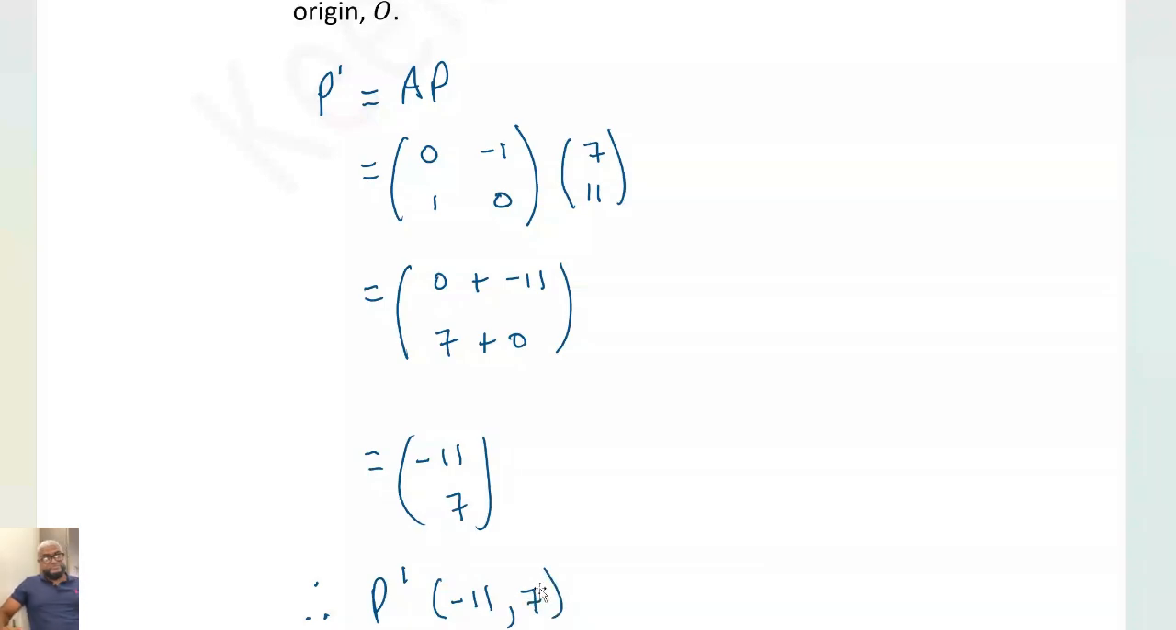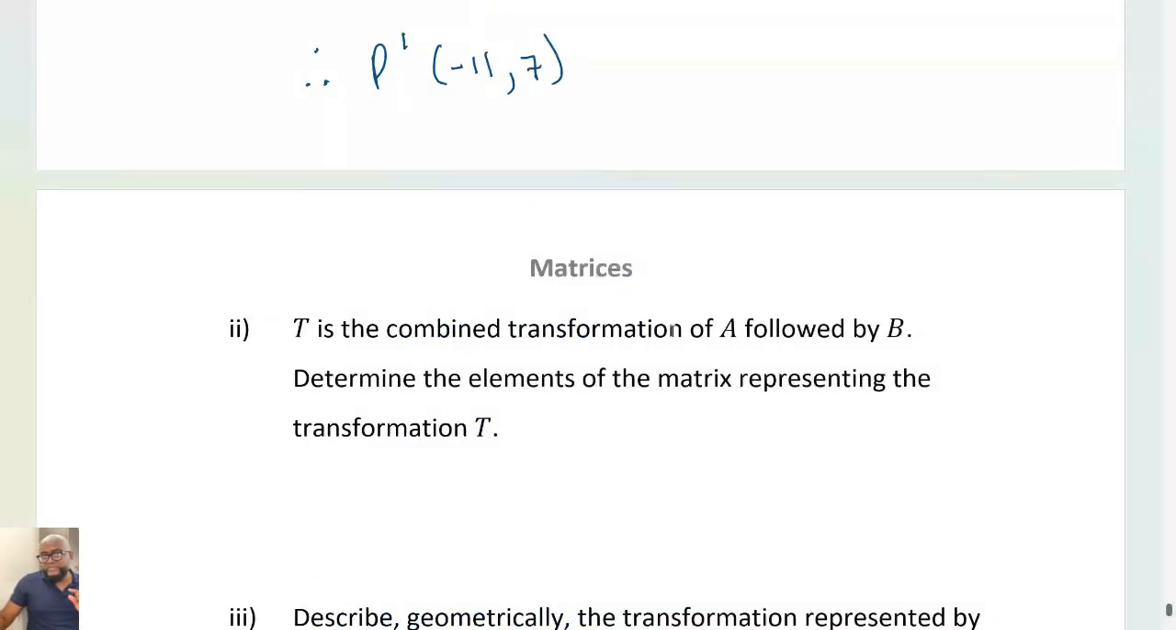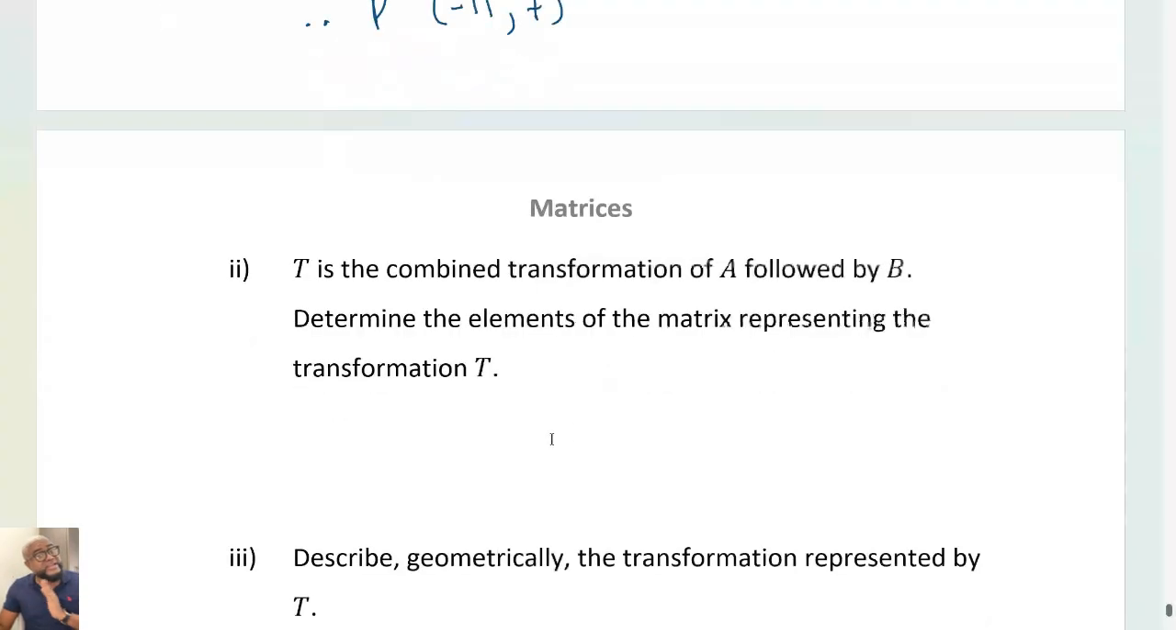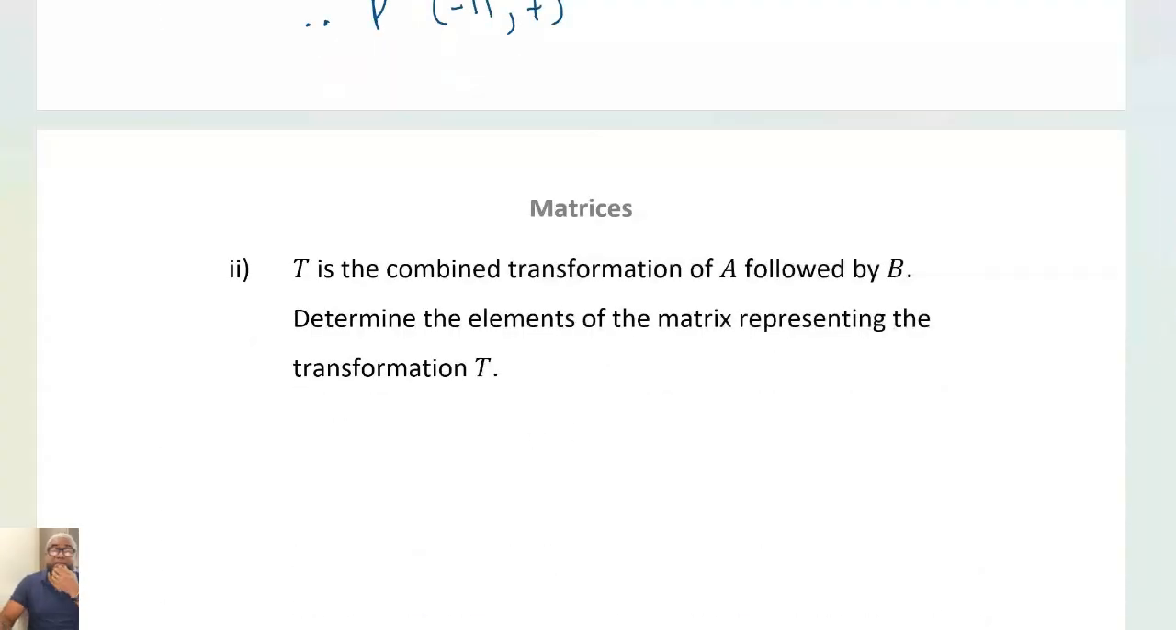Anybody did this homework? So T is the combined transformation of A followed by B. Determine the elements of the matrix representing the transformation T. Once again, CXC is using a lot of words here to scare you, but we just need to find T, which is A followed by B. If it's A followed by B, what did Mr. Sir tell you all to do? How are we working on that? Somebody say A multiplied by B, is that correct?